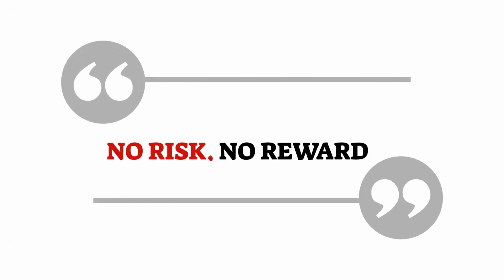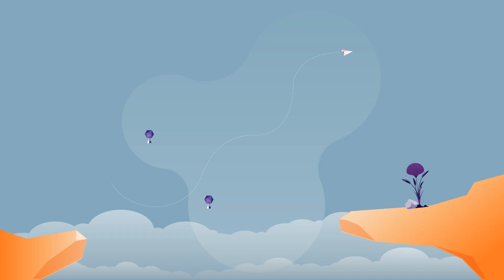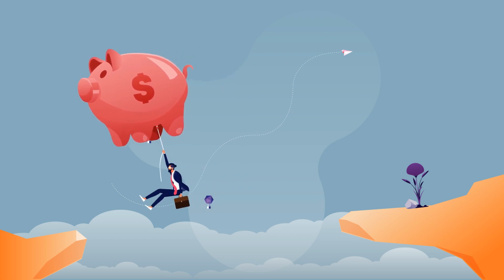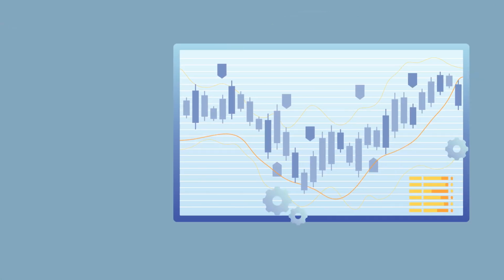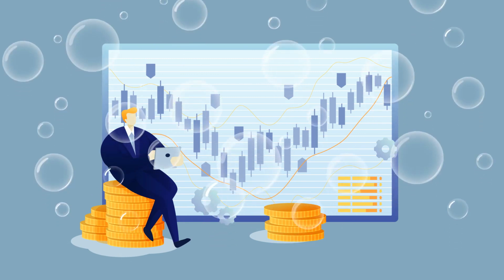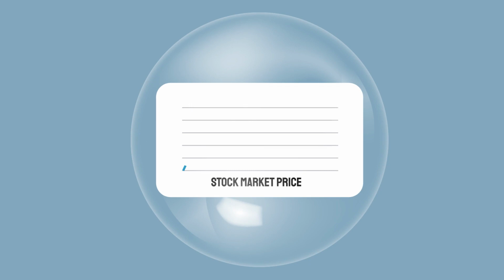There is a saying, no risk, no reward. Every investment or asset comes with a risk, and the level of risk varies depending on the type. With every investment you make on the stock market, there is a possibility of a stock bubble. A stock market bubble can be best described as a quick rise in the price of stocks over a short period, followed by a sudden or significant contraction in prices.